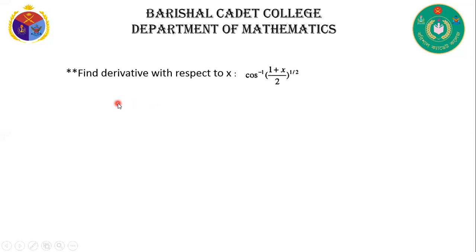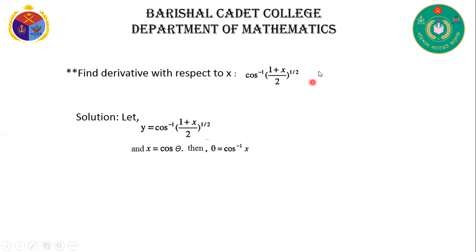Now another question. Find the derivative with respect to x of cos inverse of (1 plus x by 2) to the power half. Firstly, we simplify this function. Let y be equal to cos inverse of (1 plus x by 2) to the power half, and let x be equal to cos theta. Then we can write theta is equal to cos inverse x. Now putting this value here, y is equal to cos inverse of (half into 1 plus cos theta) to the power half, where x means cos theta.